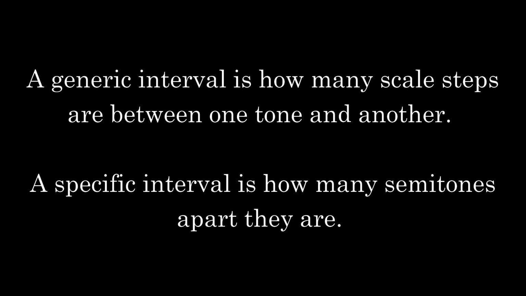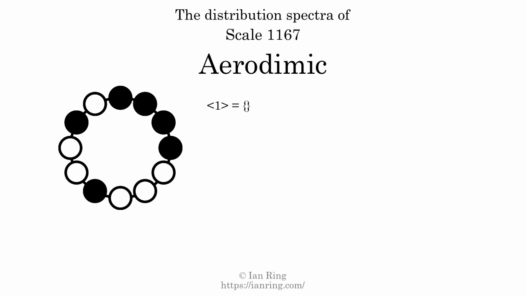A specific interval is how many semitones apart they are. The generic interval of one scale step comes in 4 different specific interval sizes. 1 semitone, 2 semitones, 3 semitones, and 4 semitones. The spectrum width of this generic interval is the highest, 4, minus the lowest, 1, which equals 3.